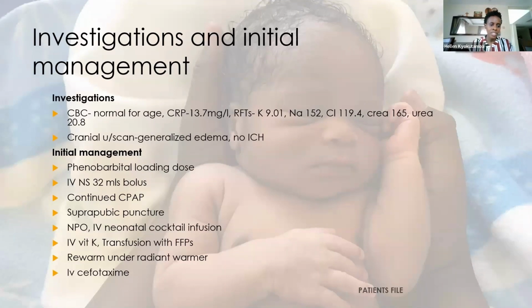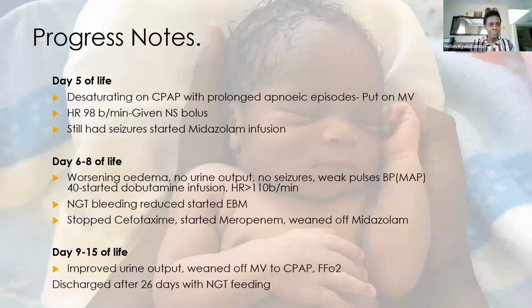For the bleeding, we initiated vitamin K and transfused this baby with fresh frozen plasma. This baby was really hypothermic at admission, so we rewarmed the baby under a radiant warmer and started IV cefotaxime for the neonatal sepsis. Next, please.